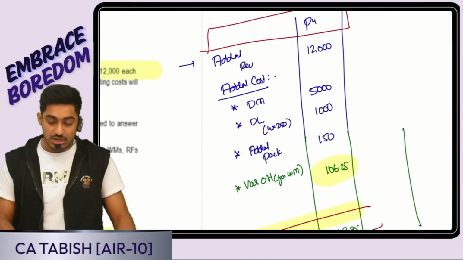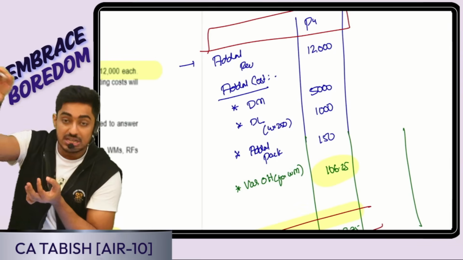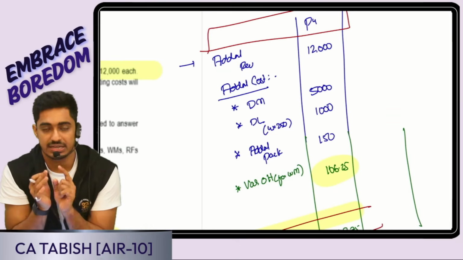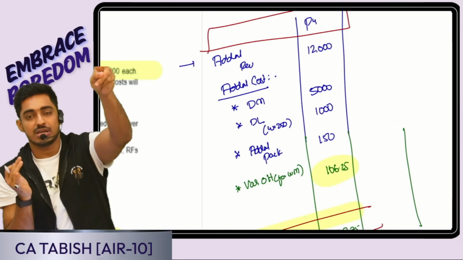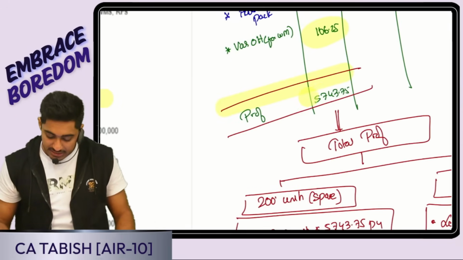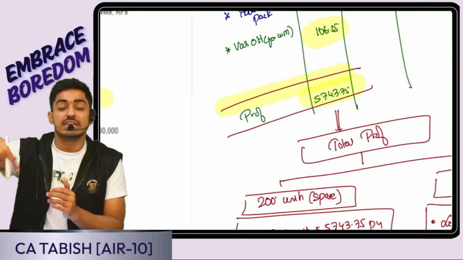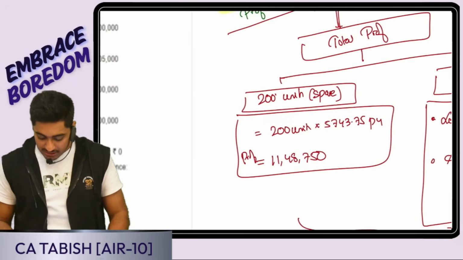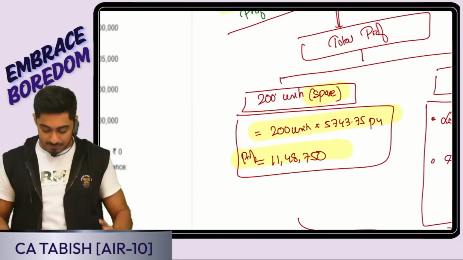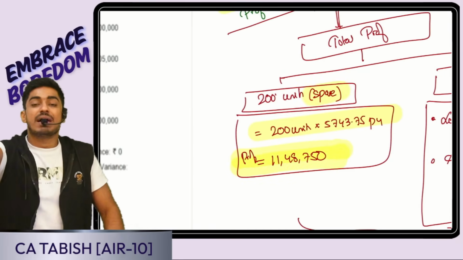Yes or no, everyone? So I will tell you, okay boss, if I accept the foreign customer's order, for one washing machine I will receive 12,000. For one washing machine, what extra cost do I have to incur? Extra material, extra labor, extra packing, and extra overhead. That means for one washing machine, how much profit will I get? 5,743.75. This way, for 300 washing machines I will be earning the profit. Yes or no, everyone? Perfect. So for the 200 washing machines for which I have spare capacity, I will be earning 11,48,750. Fine. Now coming to the balance 300.